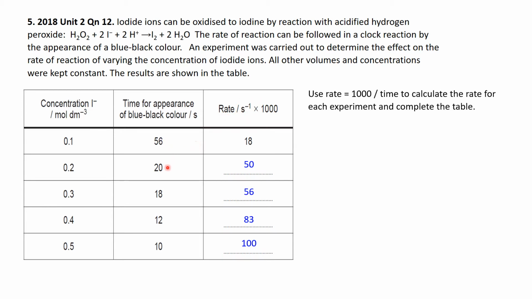We're dividing by 56, 20, blah, blah, blah. But where does this 1,000 come from? Okay, so I don't particularly like this sort of black box approach to this. But anyway, the rate is always going to be inversely proportional to time. So we're just multiplying by 1,000 for convenience in this case.